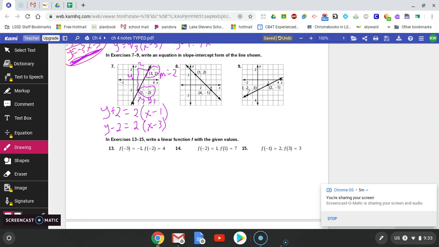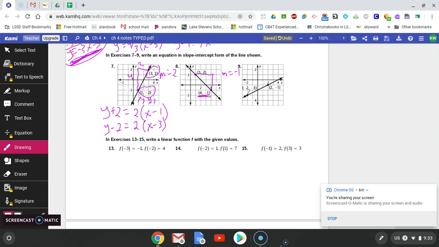Okay, so try number 8 and number 9. Again, there's going to be 2 options. See how you do. All right, so I'm going to start by finding my slope. So I go up 3 and over 3, but it's slanted to the left. So 3 over 3 would be 1, which means my slope is a negative 1 because it's slanted to the left. And then I can use whichever point I want.